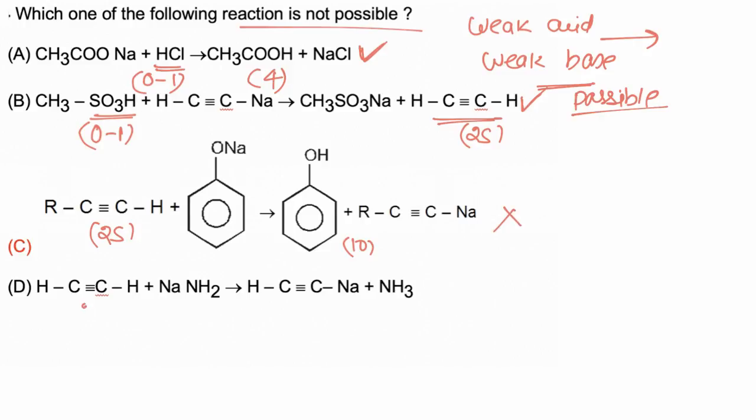In the fourth case, an alkyne is present which has a pKa value of 25 on the product side. Ammonia is present which has a pKa value of 37. Now the compound which has a lower value of pKa is more acidic, so those reactions are feasible in which weak bases or weak acids are formed. So in options A, B and D, moving in the forward direction, we are getting a weak acid, while in C we are getting a strong acid in the forward direction. So this reaction is not feasible, and hence the correct answer is C.